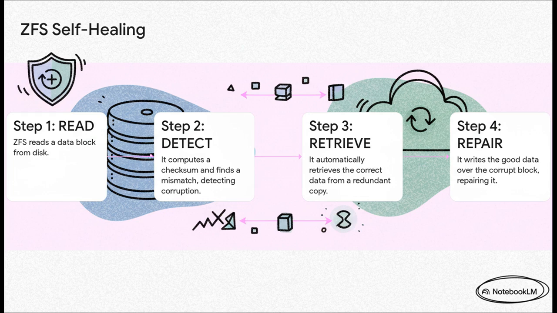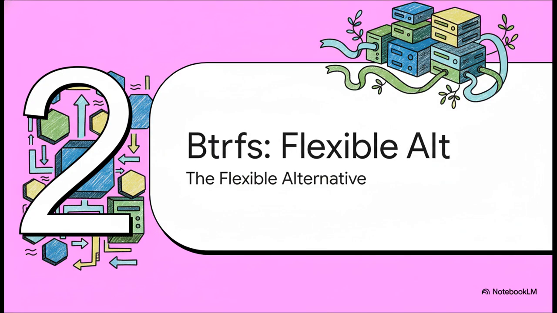When ZFS reads a file and sees that the checksum doesn't match, it doesn't just throw up an error message and give up. No, it automatically finds the good, correct copy from your other redundant disks, gives that good data to you, and at the same time, it fixes the corrupted block on the faulty drive in the background. You might not even know it ever happened.